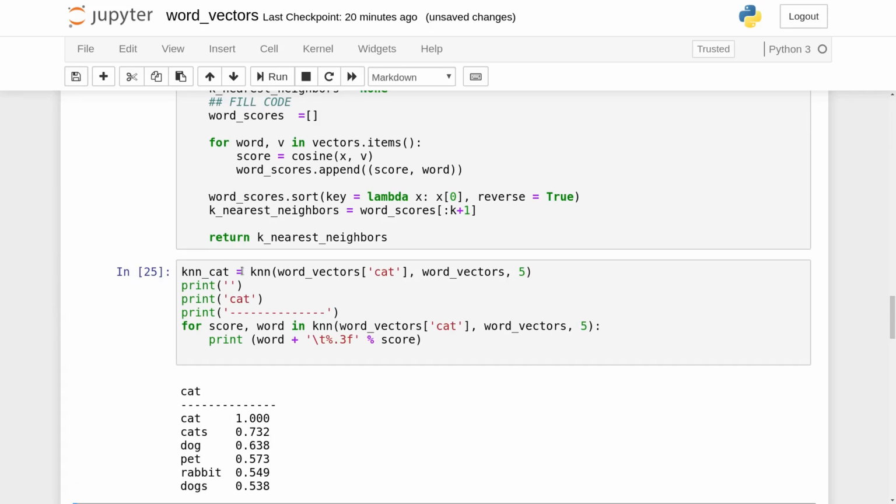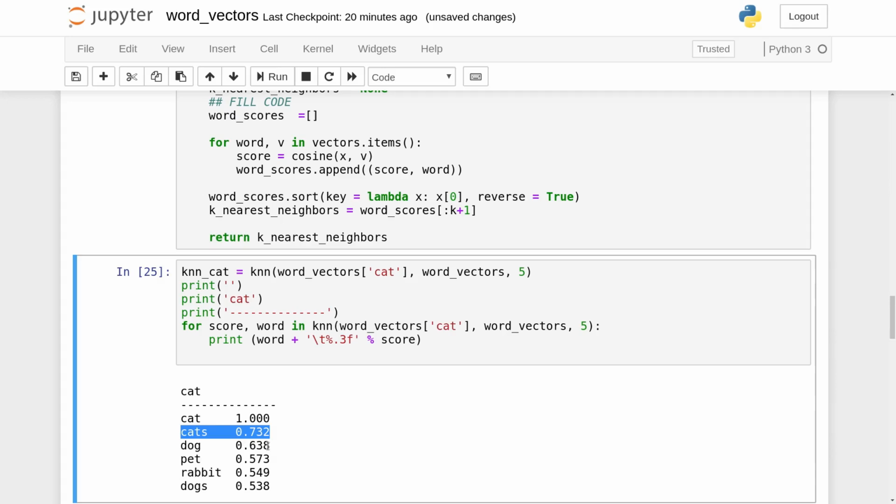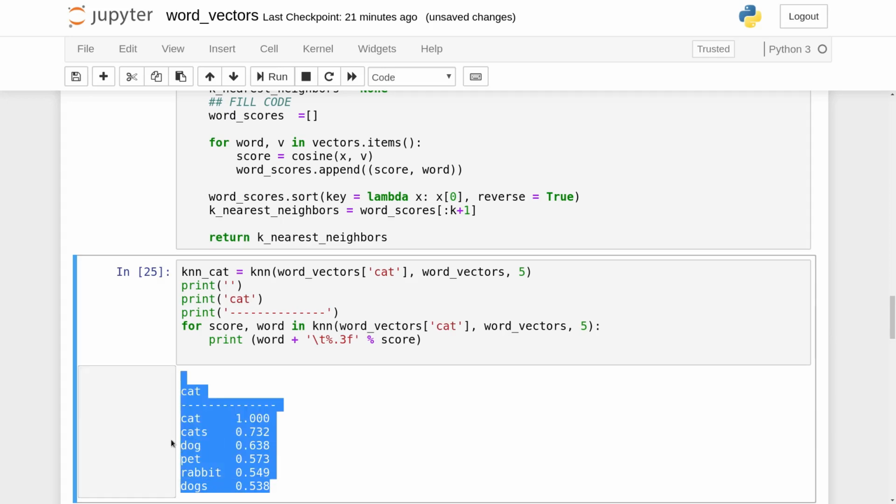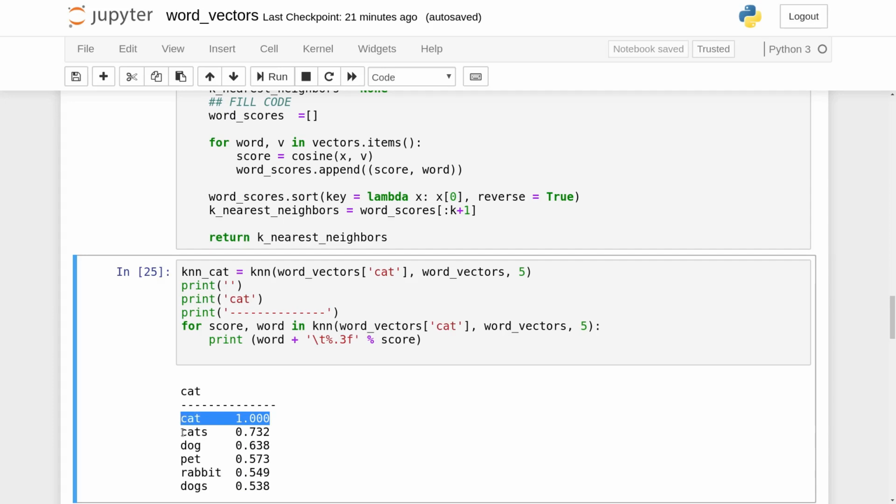So the most similar word to cat is cat, and then we have cats, then we have dog, pet, rabbit, and dogs. So the function is working fine. I returned k plus 1 because I know the first one is going to be the word itself. That's why I returned k plus 1 similar. But you can modify this.